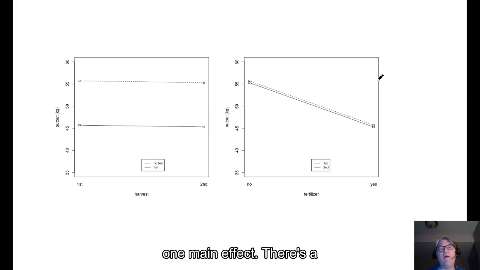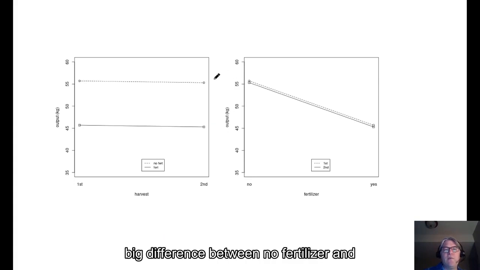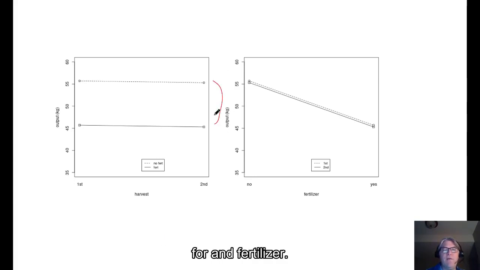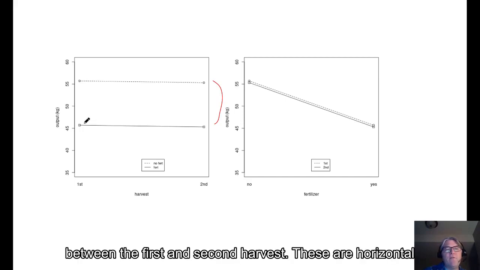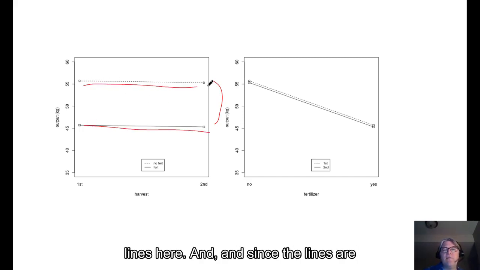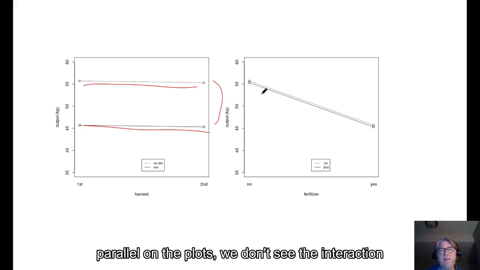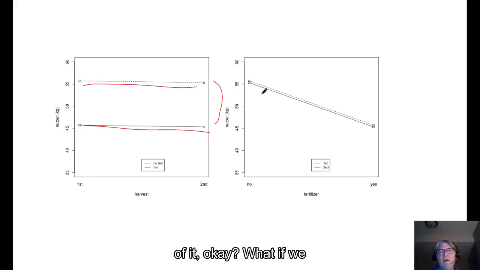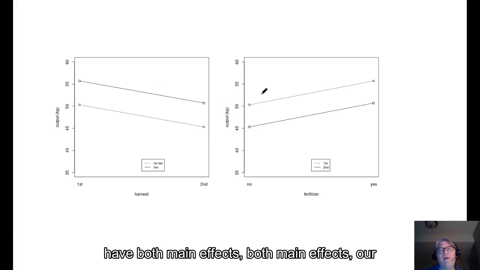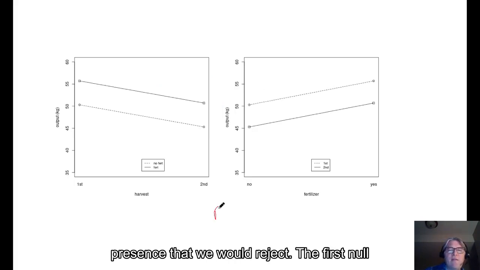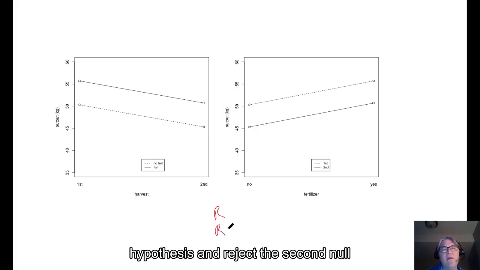So now we have one main effect. There's a big difference between no fertilizer and fertilizer, but there's not much difference between the first and second harvest. These are horizontal lines here, and since the lines are parallel on the plots, we don't see an interaction effect. Okay, well, what if we have both main effects? Both main effects are present, so we would reject the first null hypothesis and reject the second null hypothesis.